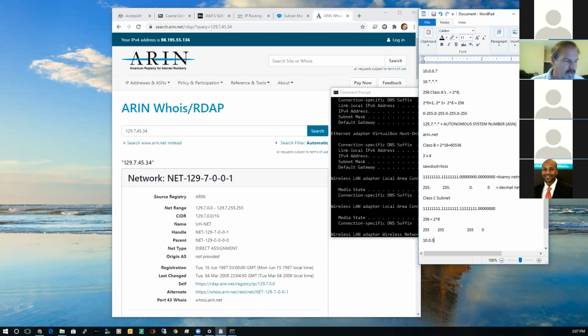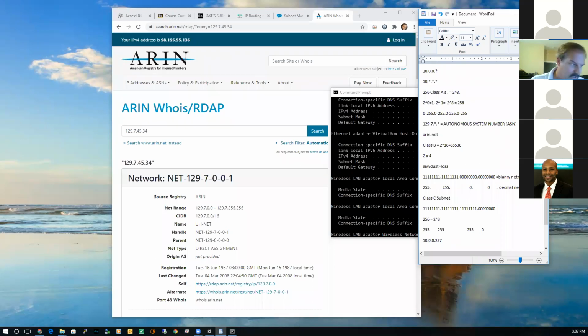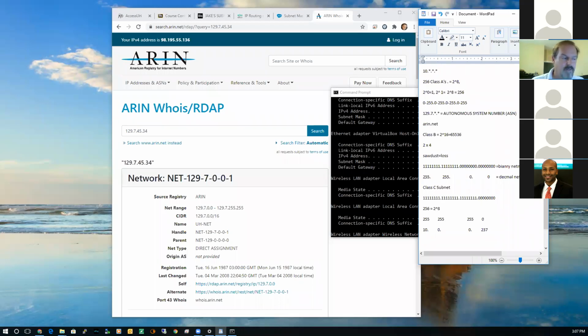If you see that subnet on your computer and somebody says, well, here's an IP address of 10.0.0.237, is that local to you, yes or no? Is it on your local network? And the answer is yes, because these first 3 octets are the same, and only that last one differs on your network.